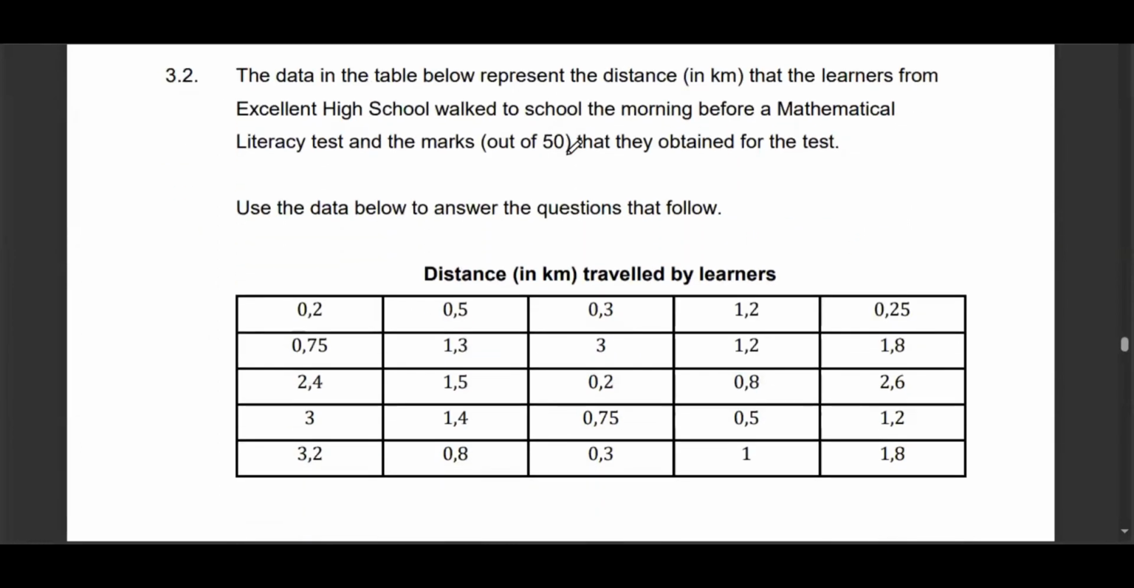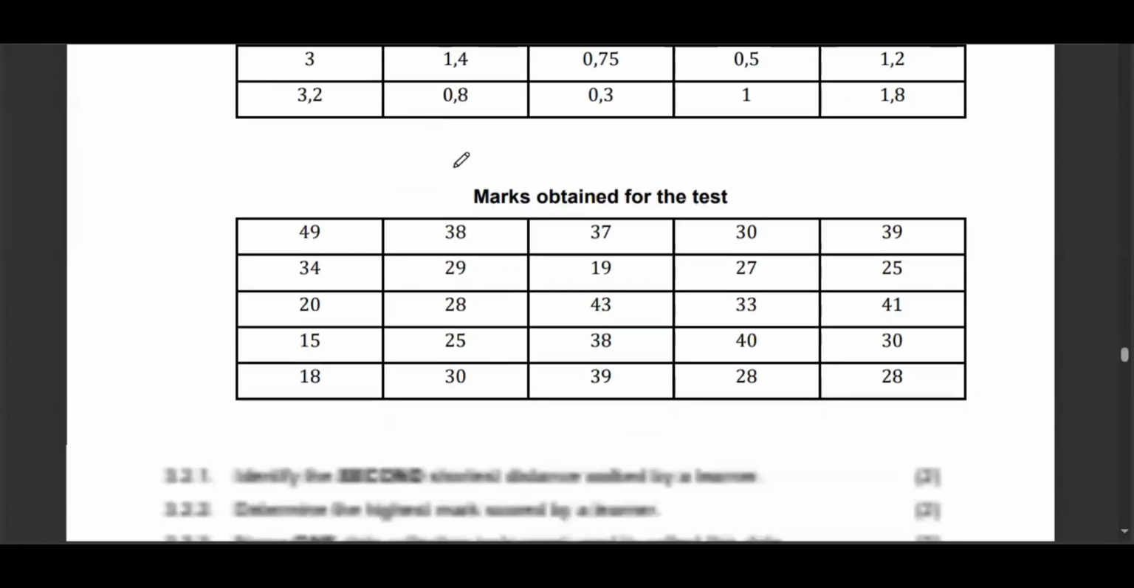Question number 3.2. The data in the table below represents the distance in kilometers the learners from Excellent High School walked to school in the morning, and the marks they obtained, out of 50. So here we go and we look at the questions.